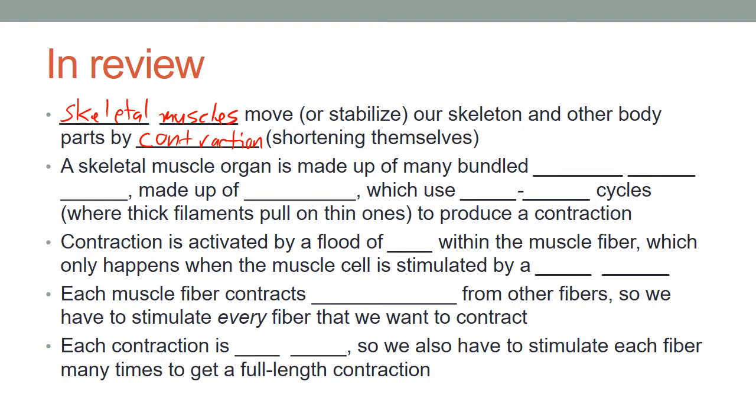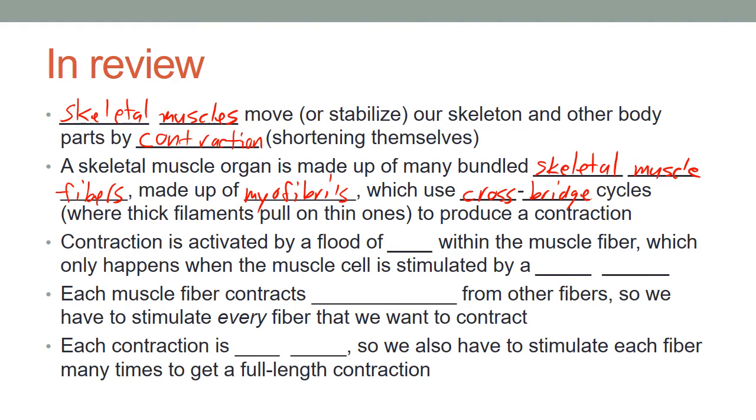A skeletal muscle organ is made up of many bundled skeletal muscle fibers, which are each in turn made up of myofibrils, which use cross-bridge cycles in which the thick filaments pull on the thin filaments by forming cross bridges and then shortening those cross bridges to shorten themselves, which produces a contraction.